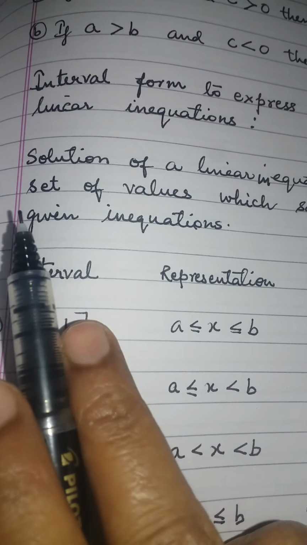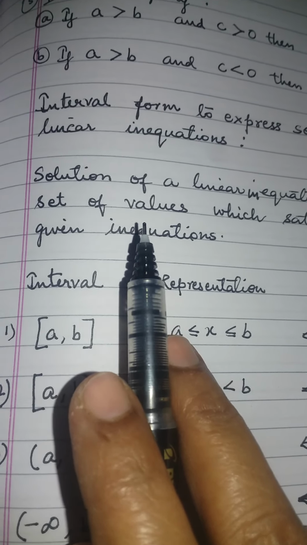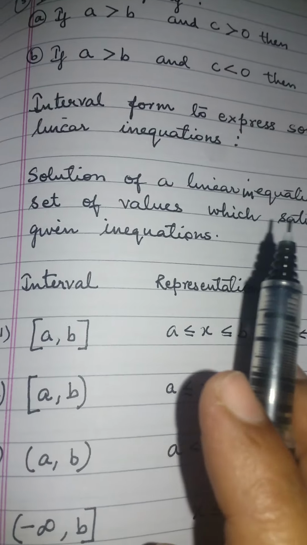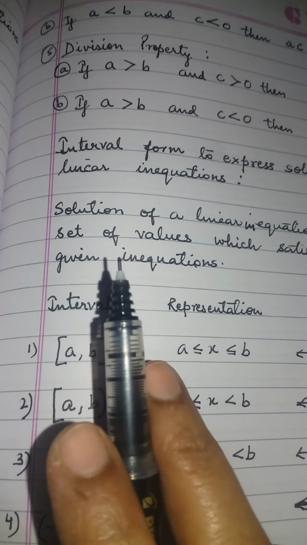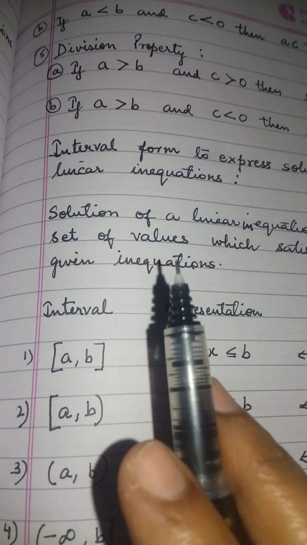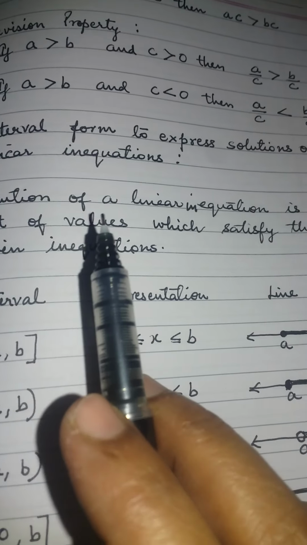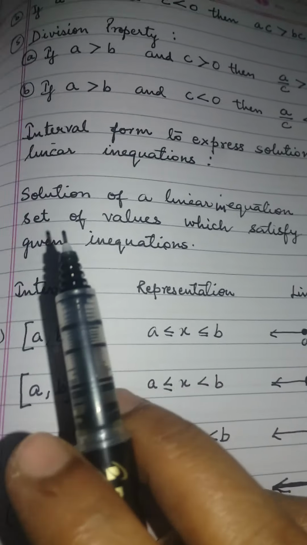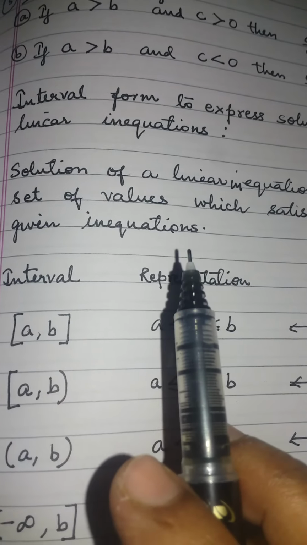Set of values means there are various values which will be satisfied. Like, suppose x is less than 5, so there are various values which will be satisfied for x: 4, 3, 2, 1, 0, -1, -2 and so on. So a collection of these will be called a set. So it means the solution of a linear inequation is the set of values which satisfy the given inequation.